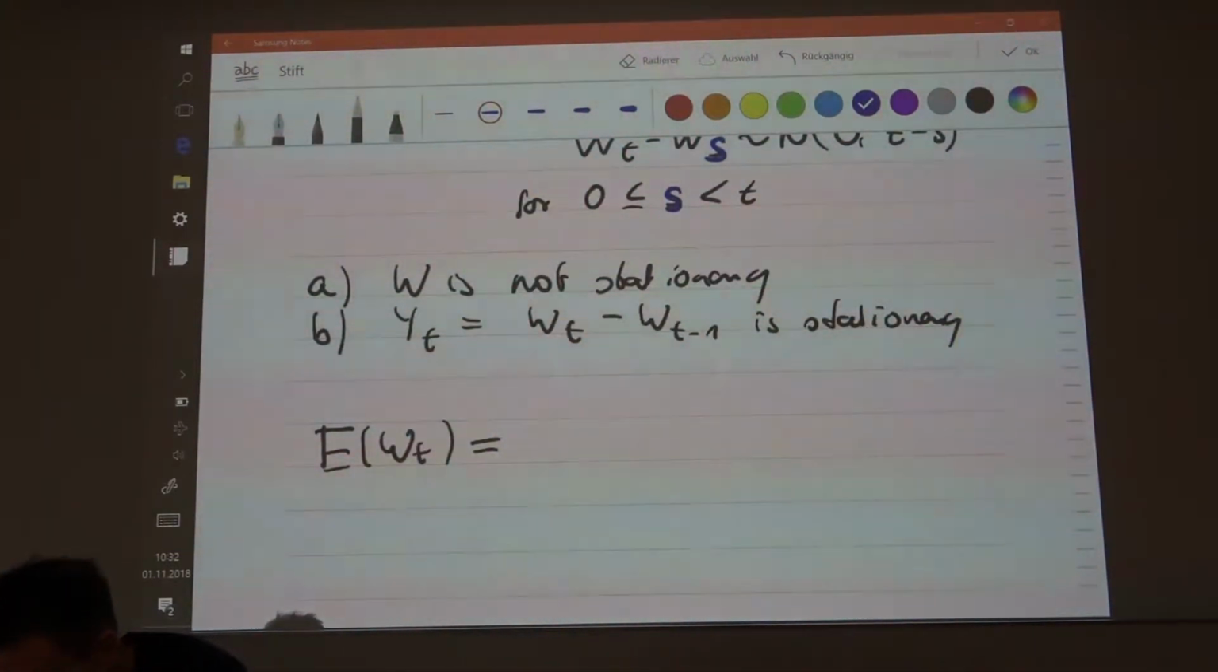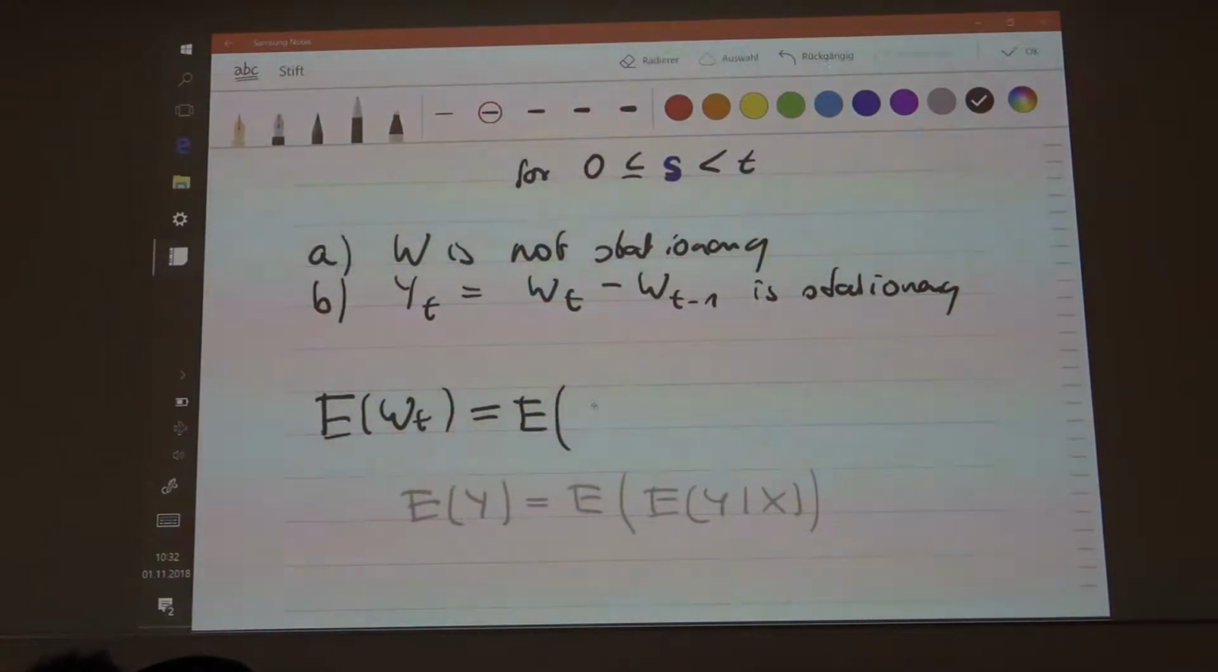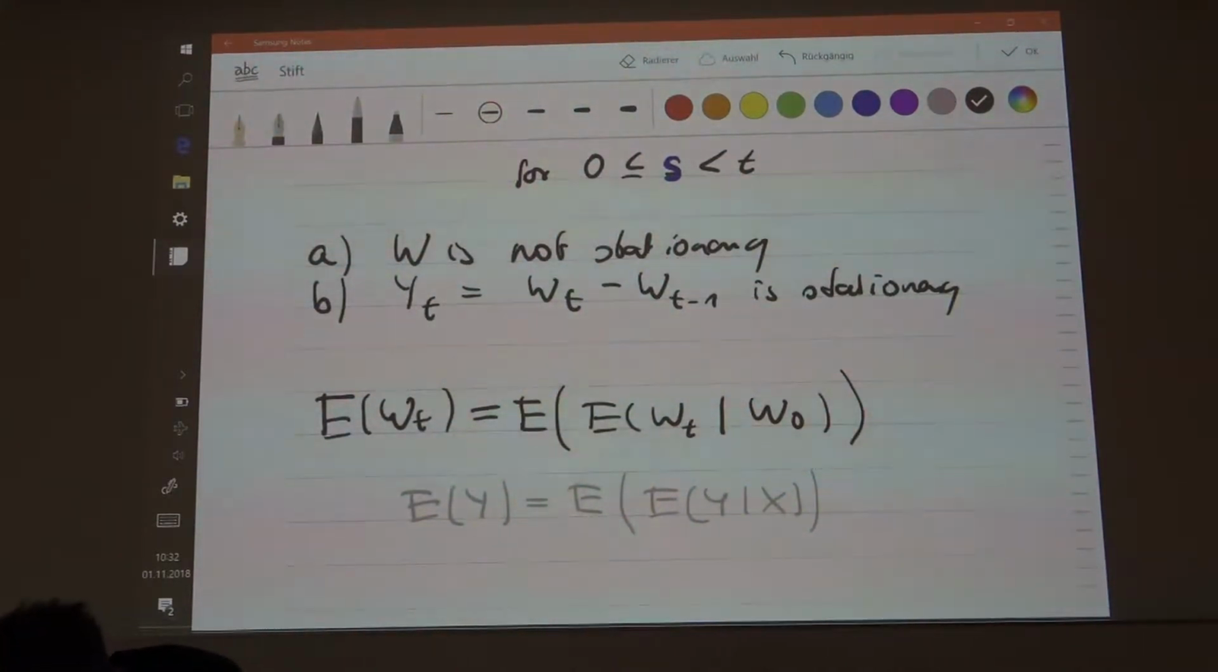Now, in order to show it, we have to apply the law of iterated expectations. Maybe remember this. So the law of iterated expectations, I'm going to write it here. This means that the expectation of Y is the expectation of the conditional expectation of Y. So what I'm going to do here is look at the expectation of the conditional expectation of Y_t given, let's say, Y_0. This is something that I can do here. Or you can also use Y_s if you like, but this is the more general case.